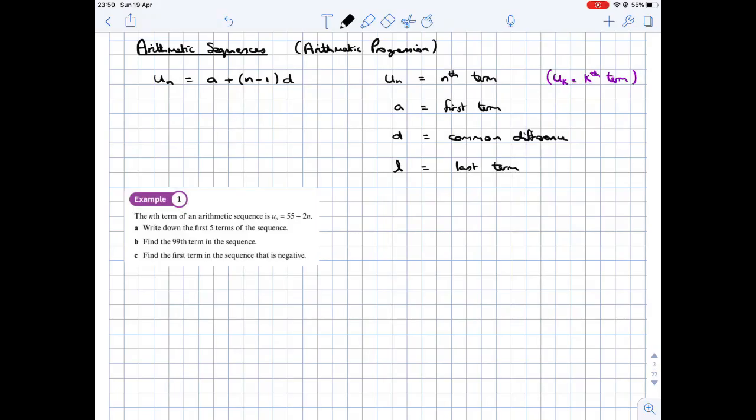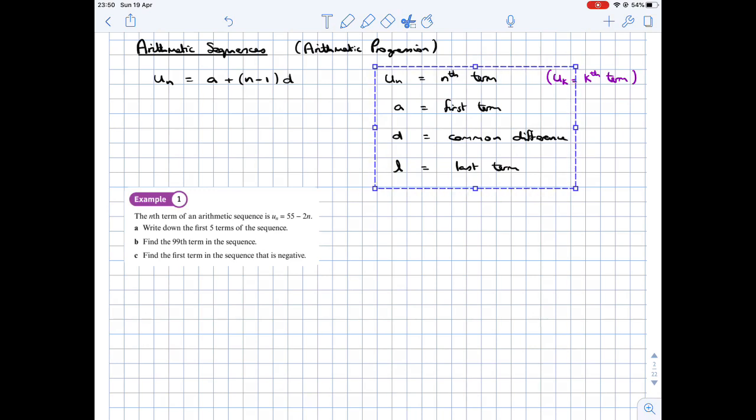Arithmetic sequences, sometimes called arithmetic progressions. Here we can see the formula to find the nth term. What do these mean? Well, un means the nth term.